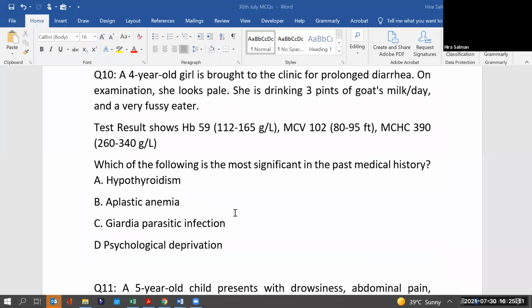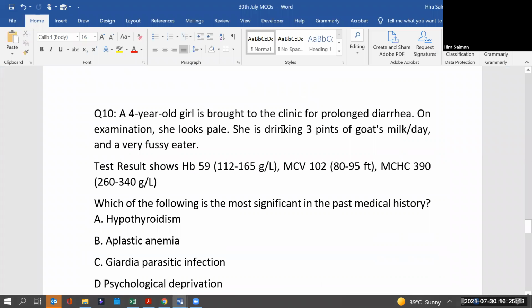Look at the question here. A 4-year-old girl is brought to the clinic for prolonged diarrhea. On examination, she looks pale. She is drinking 3 pints of goat milk per day and is a very fussy eater. So she is taking goat milk a lot, three bottles per day. Test results show hemoglobin count is very low. MCV is okay, MCHC is a little on the higher side, but hemoglobin count is very low.